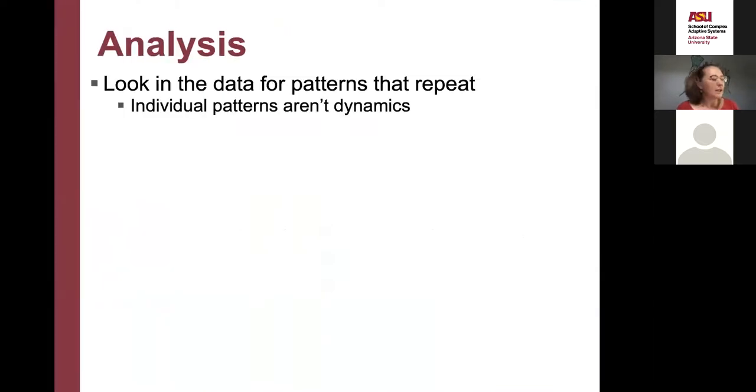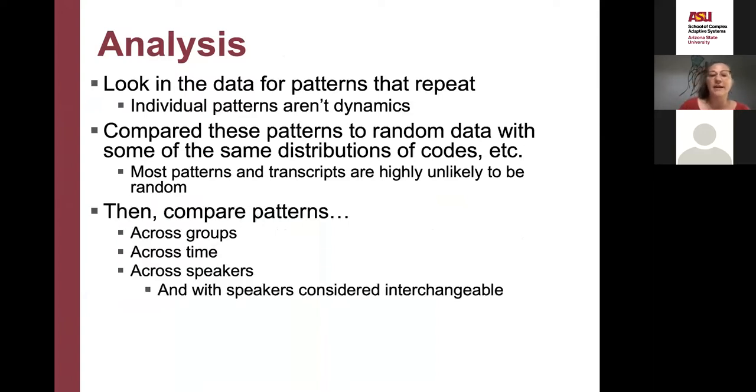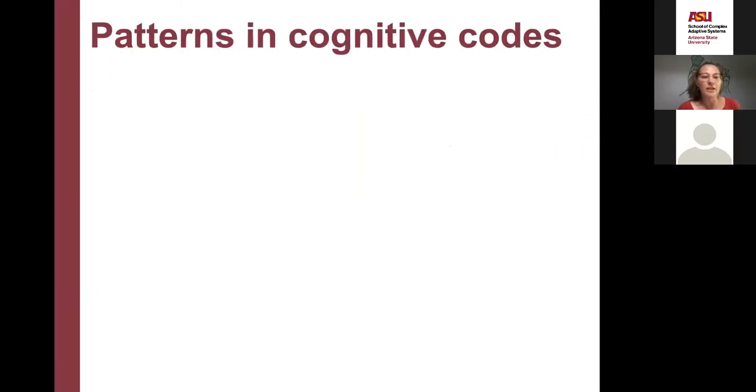And then essentially, we analyzed those codes looking for patterns in the data that repeat, and we note that individual patterns of repeating talk turns aren't yet dynamics. We are moving in that direction. We compared those patterns to random data with some of the same distributions of codes. And then we compared those patterns across groups, across time, and across speakers. And we want to note this issue of what is being interacted with. Is it speakers? Is it talk turns? This is something that's really, really challenging to think about.